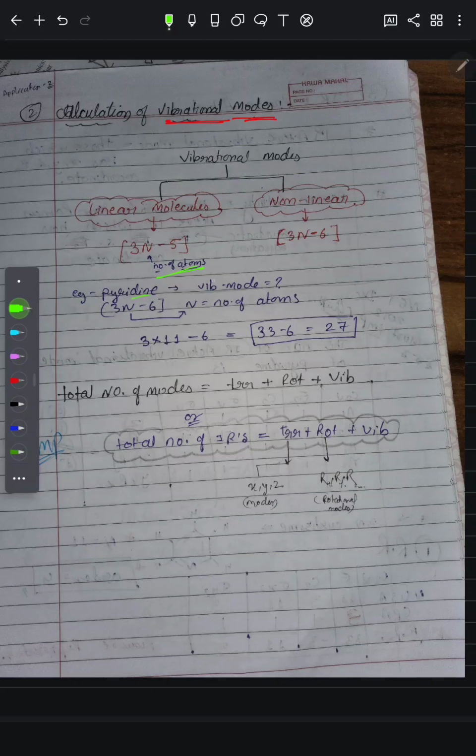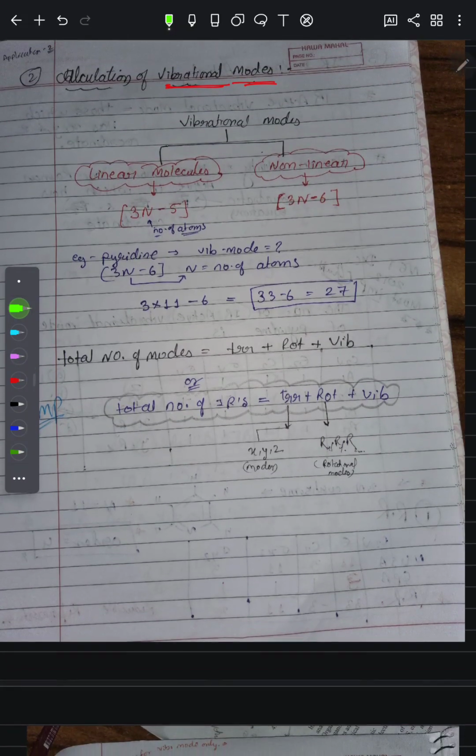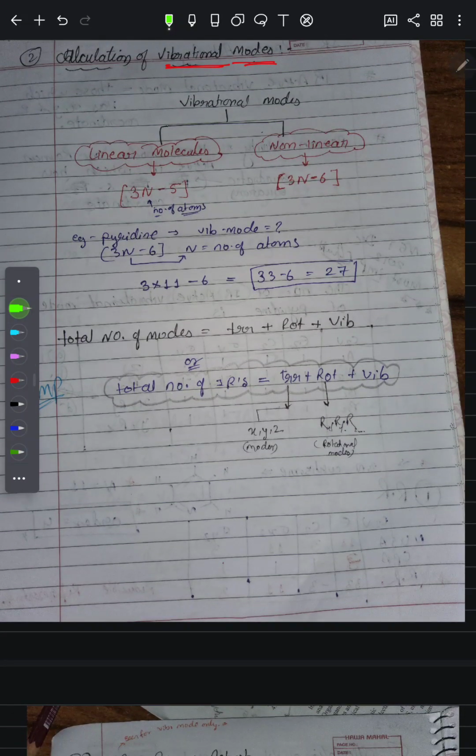Let's take an example of pyridine. We need to calculate the vibrational modes present in pyridine. So the formula will be 3n minus 6. Why 6? Because it is a non-linear molecule. By putting in the value, we finally get the answer 27. So this is the total number of vibrational modes present in the pyridine molecule.